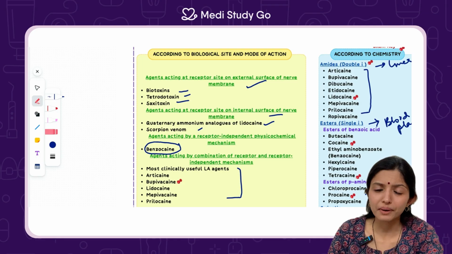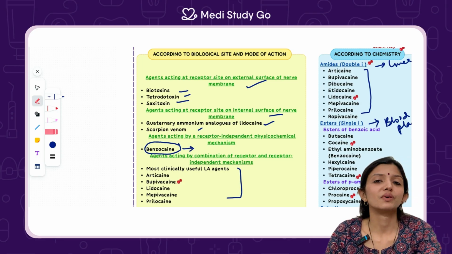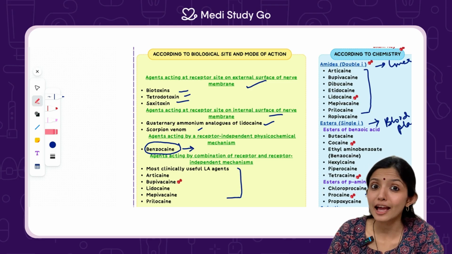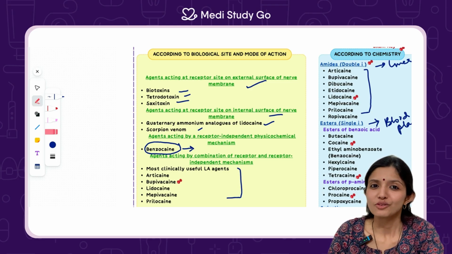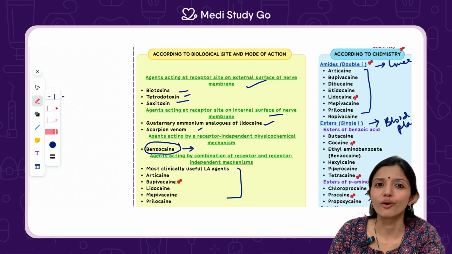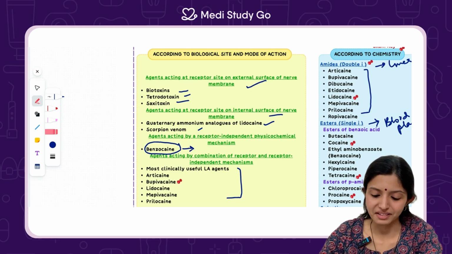Now, if you remember, benzocaine is one of the drugs for which the mechanism of action could not be explained by any of the theories. So for that you have to go back to our videos and look out for the theories explaining the mechanism of action for local anesthetics, and you will find your answer there.